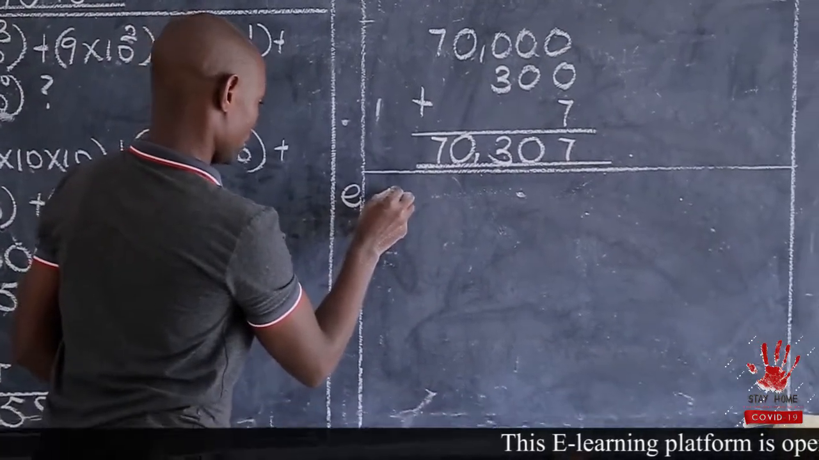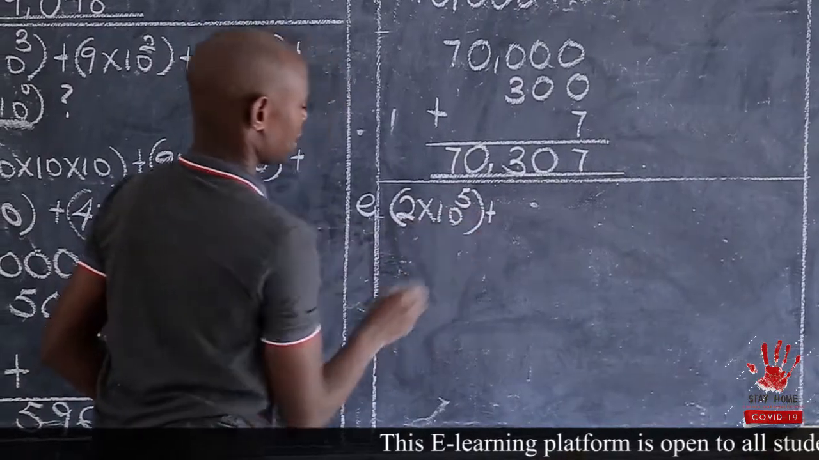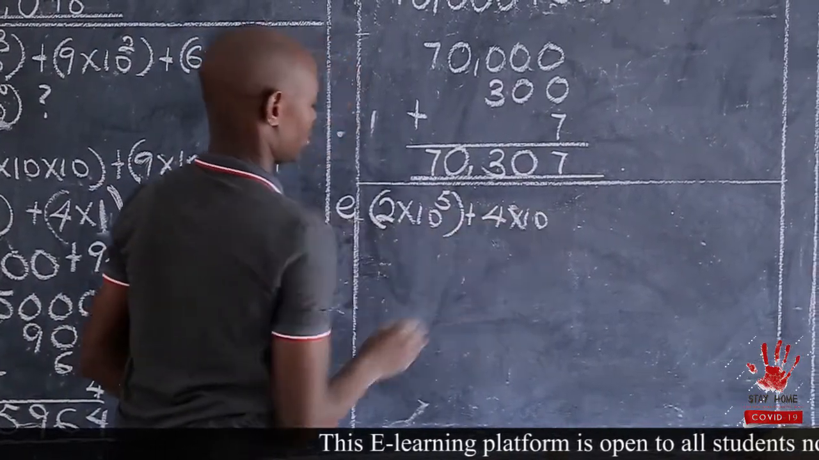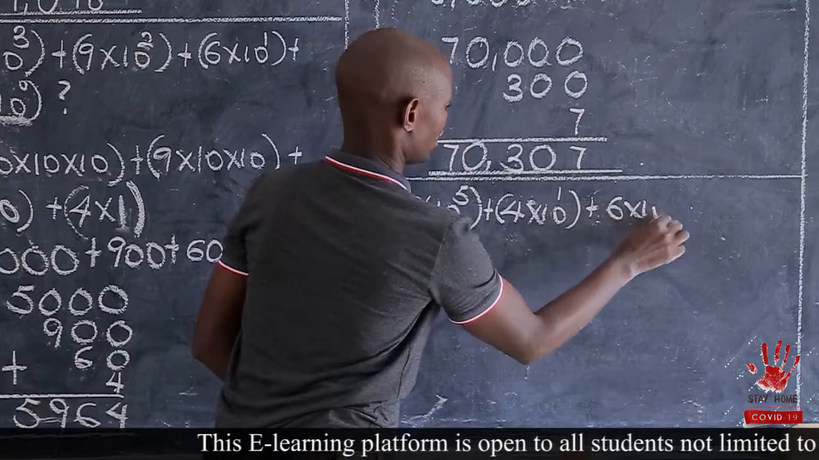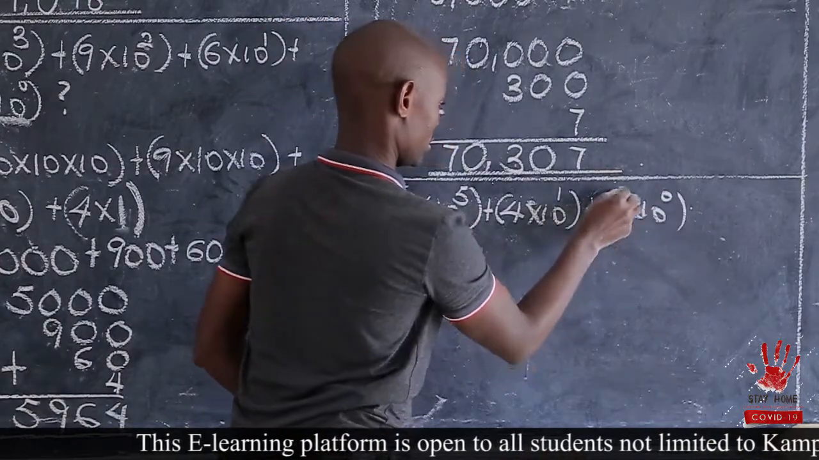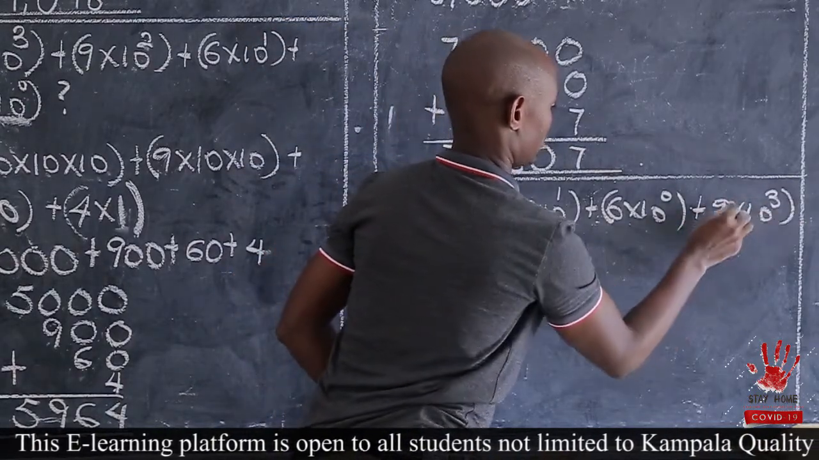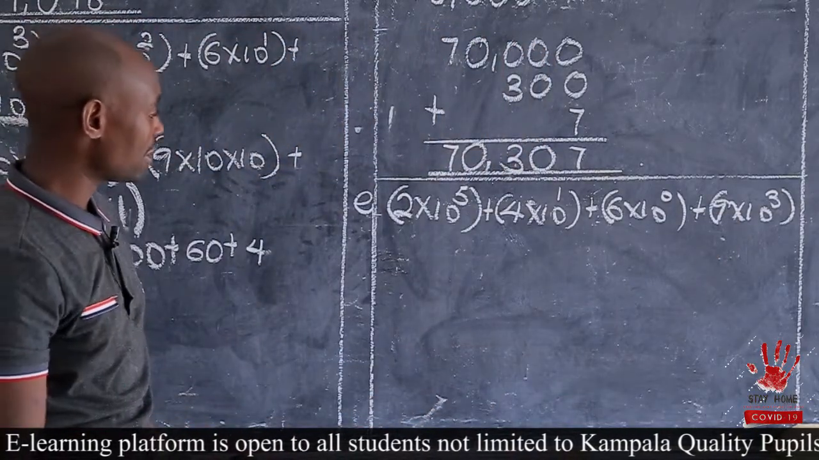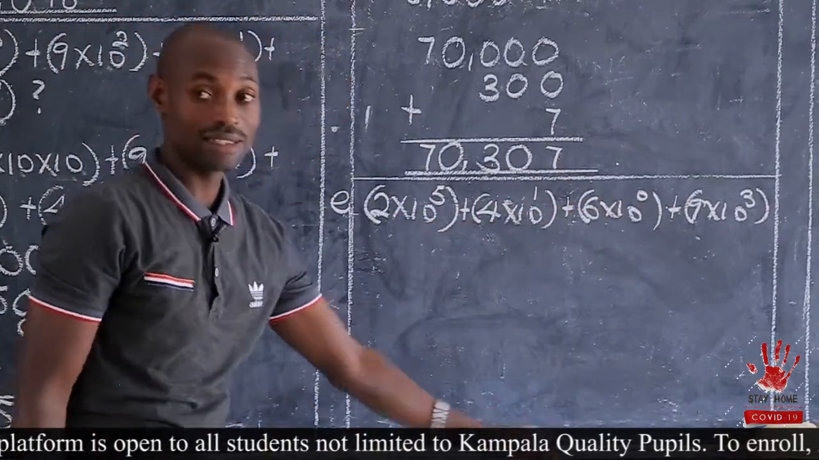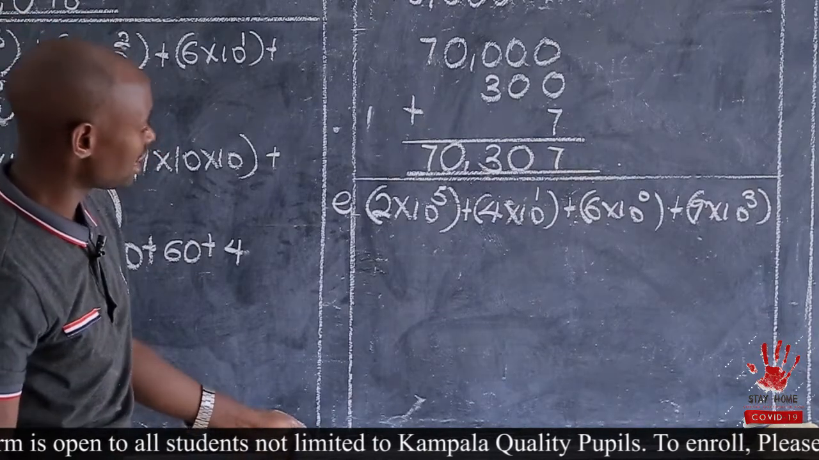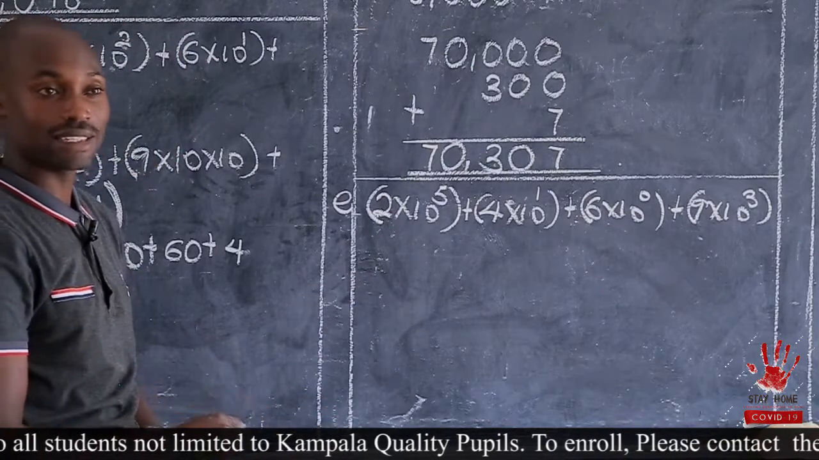We have 2 times 10 to power 5 plus 4 times 10 to power 1 plus 6 times 10 to power 0, then plus 9 times 10 to power 3. Do you see the way I have disorganized my powers? I have power 5, power 1, power 0, power 3. In most cases, when you see this, you say, oh, this question has a mistake, and you begin correcting. It has no mistake. That's how I have preferred to arrange my number.